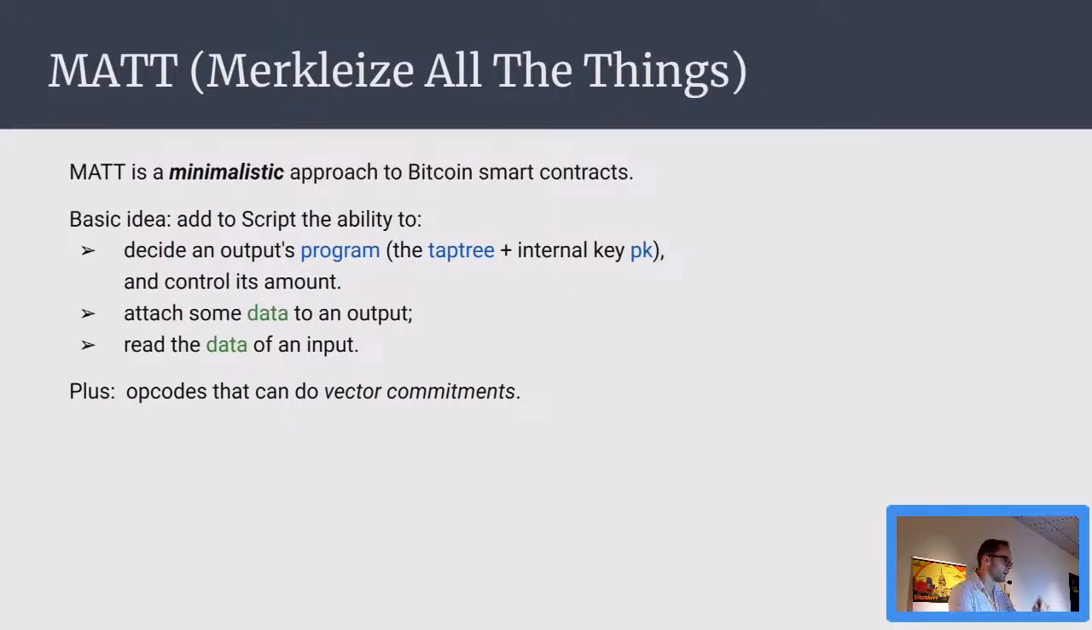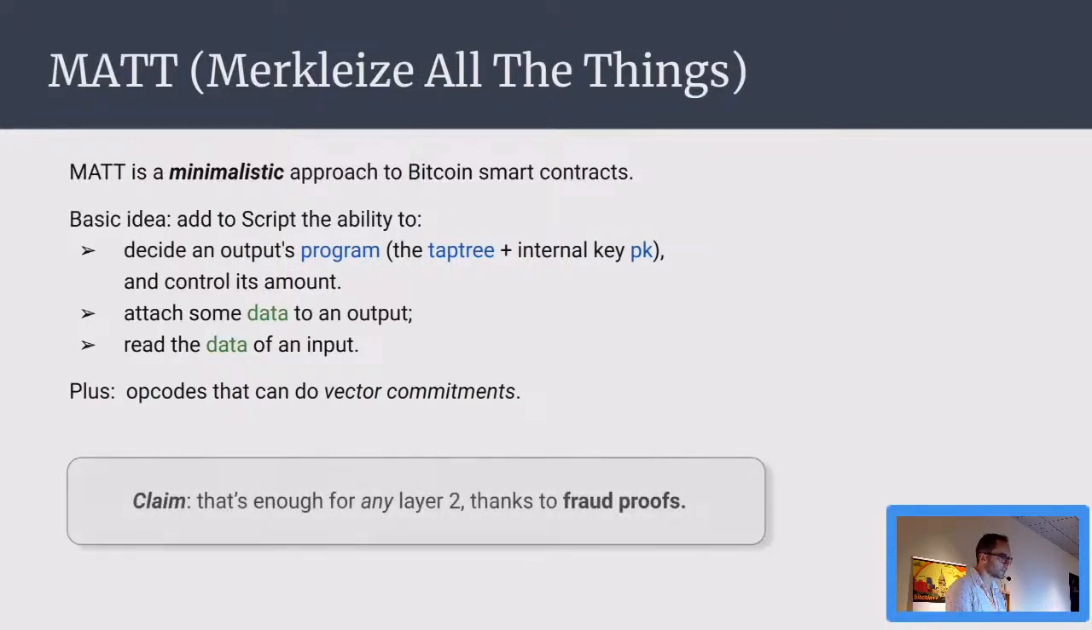And the only other ingredient we need is some opcodes that allow us to do something called vector commitments. A vector commitment means that if you have a set of elements, like what you call an array in a programming language, you want a simple way of compressing that into a small piece of data. We'll see in a moment how we can do it. And the claim is that if we have these two ingredients, then we can do arbitrary computation inside smart contracts.